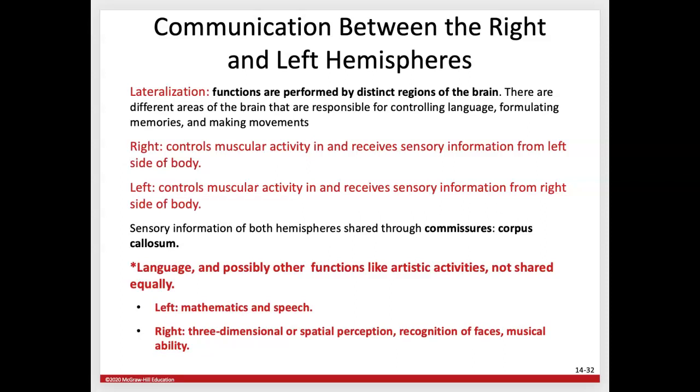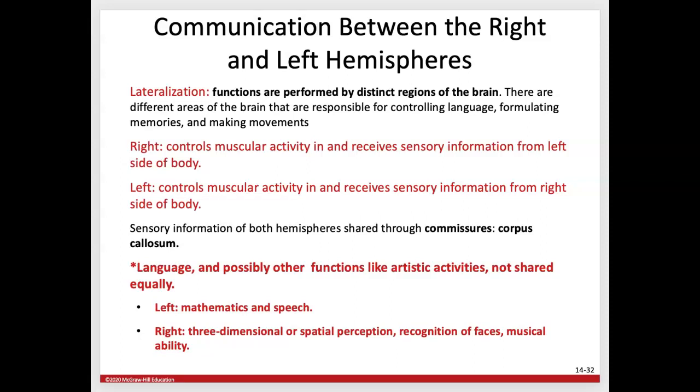The right side of the brain controls muscular activity in and receives sensory information from the left side of the body, and the left side of the brain controls muscular activities in and receives sensory information from the right side of the body. I mentioned this when I covered the brain, how there's kind of a crossing over as stuff is coming into the brain. It's going from one side of the body to the opposite side of the brain.